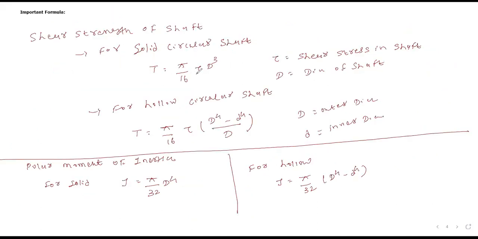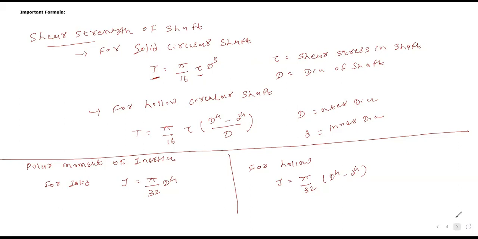If you are able to calculate now in a shear strength of shaft, yes or no? Shear strength. Okay, so if you are able to calculate shear strength, and in data tau is given, maximum shear stress is given in the data, yes or no? If you are able to calculate shear strength, then we can easily calculate diameter. Everybody with me? Yes or no? Can it be calculated or not?